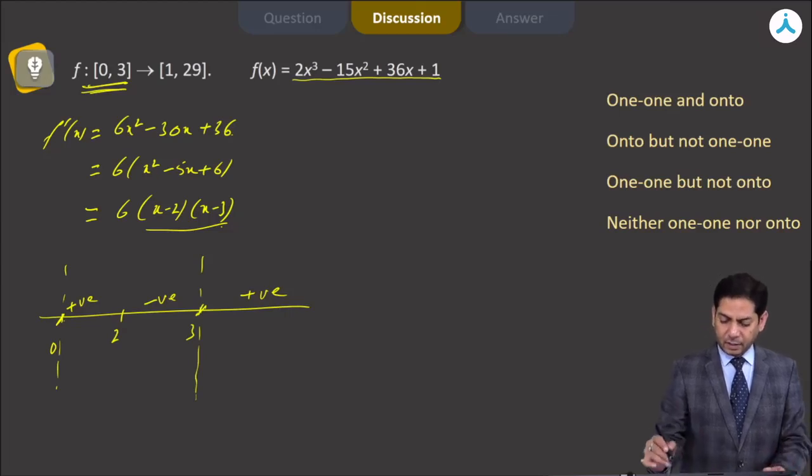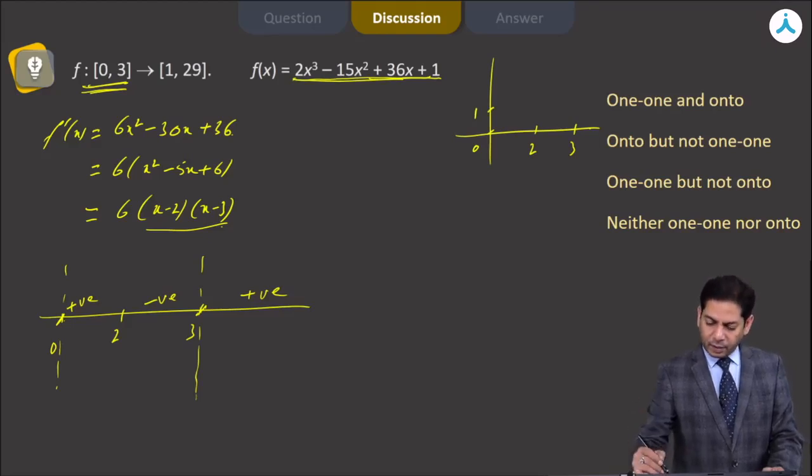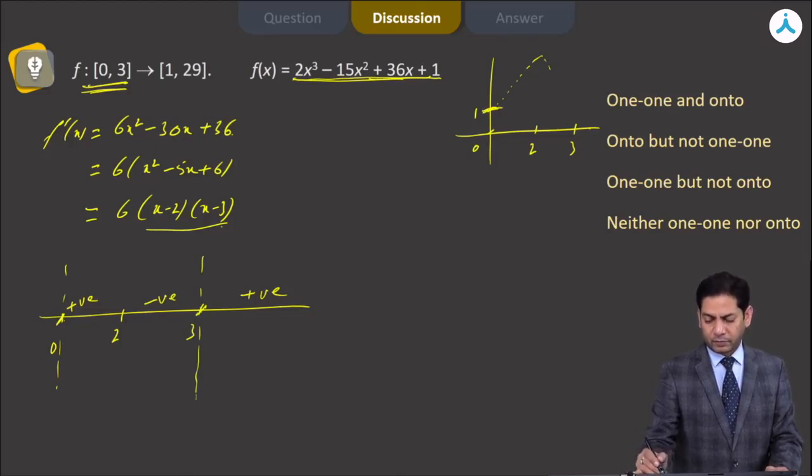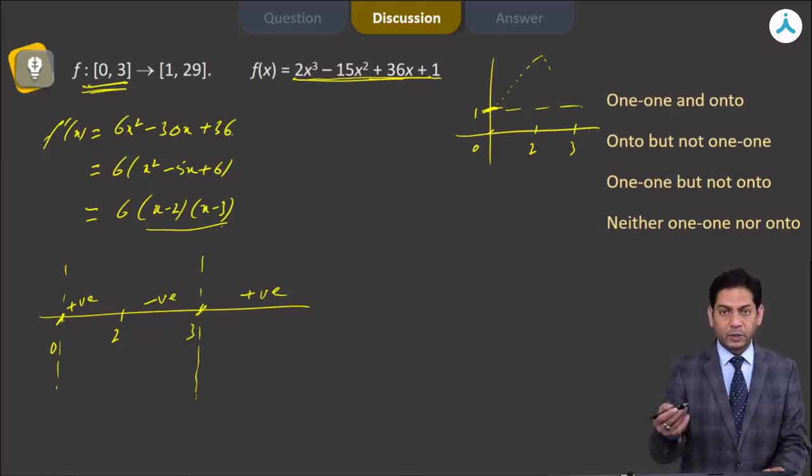That means the function is behaving somewhat like that. Let's say this is 0 and this is 2 and this is 3. At 0 we can calculate the value of the function, that is equal to 1. From 0 to 2 the function is increasing and then it is decreasing. We don't know the value at 3, so it starts decreasing, but we don't know whether it goes below this 1 level or remains above it. We will come to that. But one thing is for sure, that at 2 the function is going to have its maximum value.